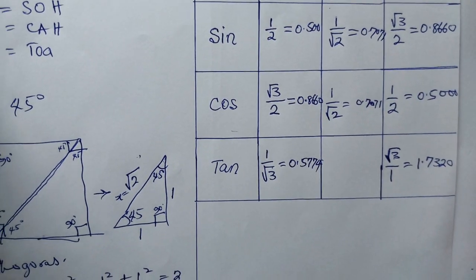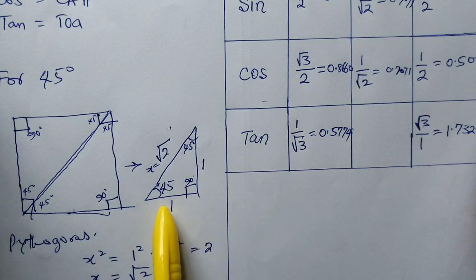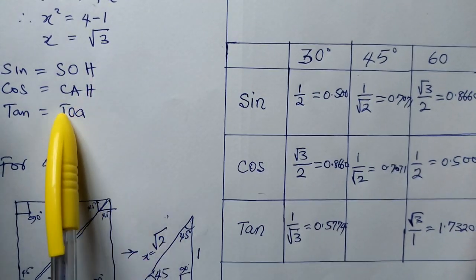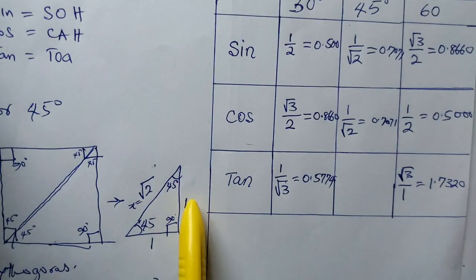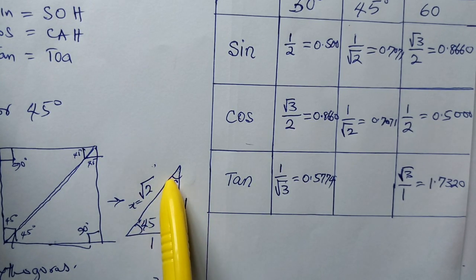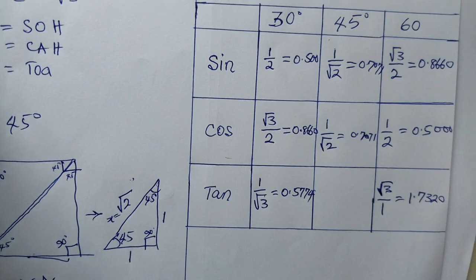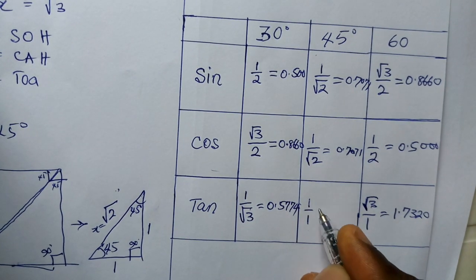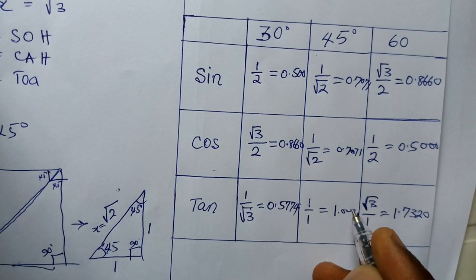Okay, the last one is tan 45 degrees, which is opposite over adjacent. Opposite over adjacent for this one is 1 over 1. For this one it is opposite over adjacent, also 1 over 1, which is 1.000.